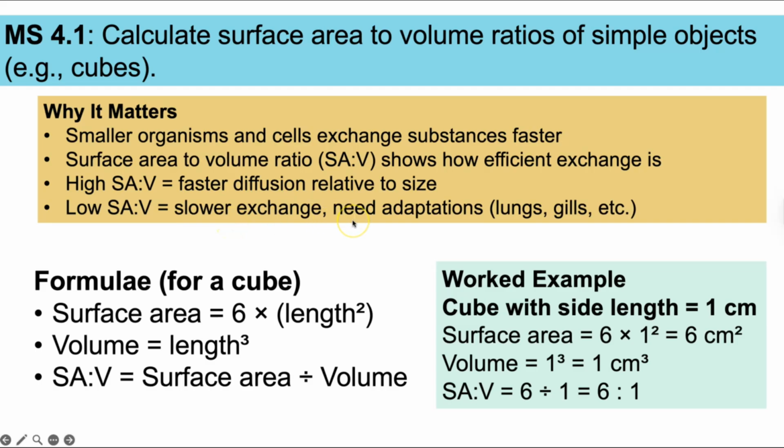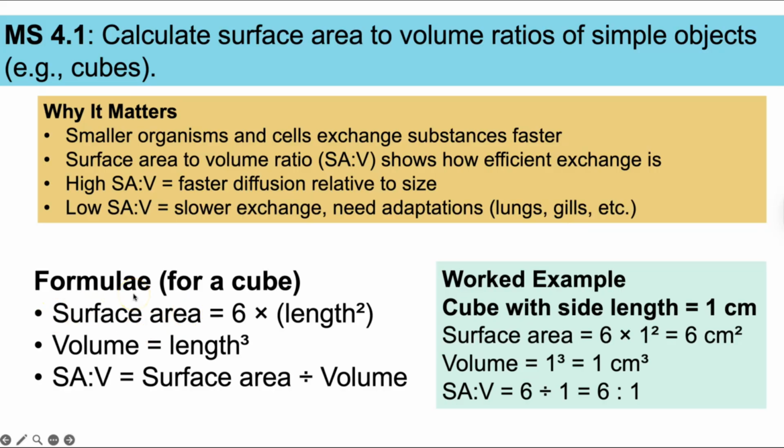And that is then when you start to see organisms have evolved over time and have these adaptations to increase exchange, even though the entire organism has a low surface area to volume ratio. So, for example, gas exchange in the alveoli in the lungs, or gas exchange in gills.